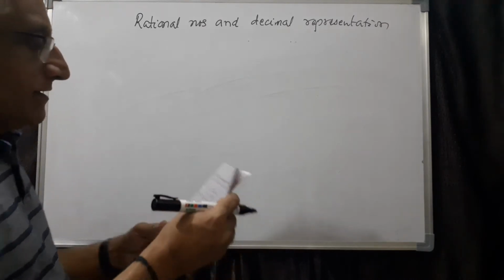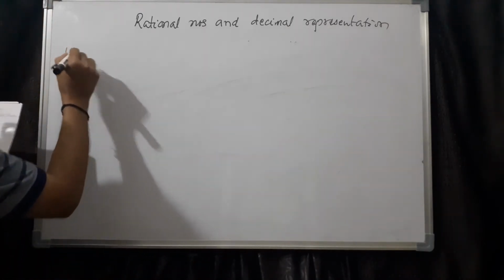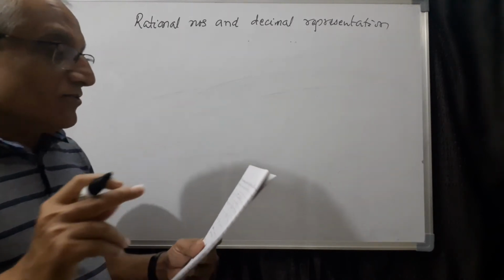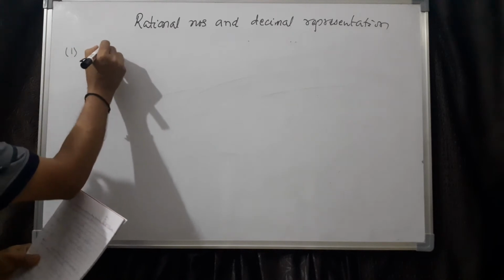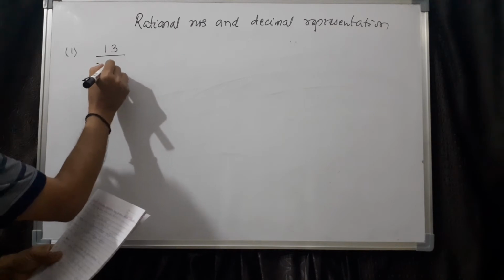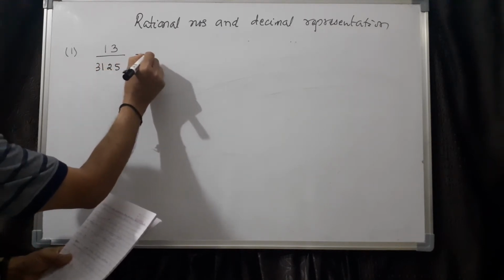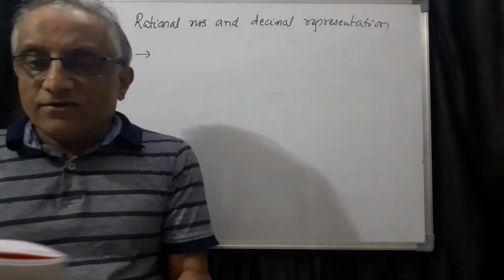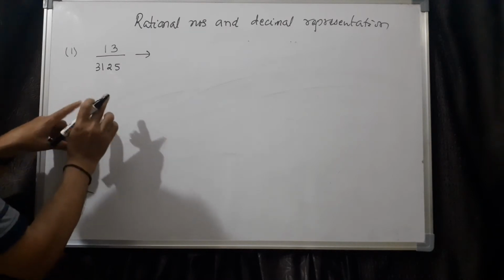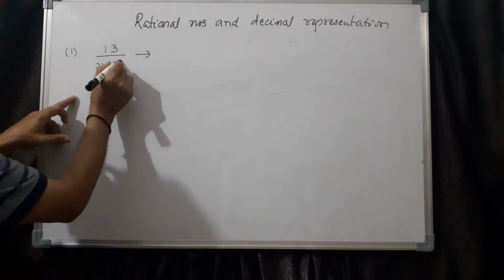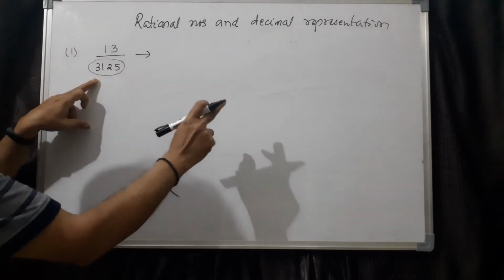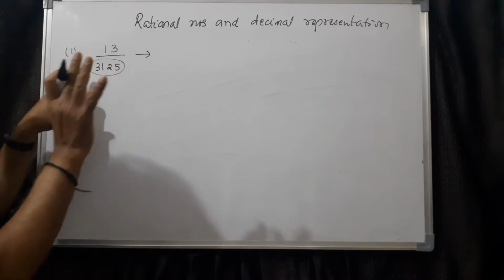Say, example 13, the first example. The question is: without actually dividing, you have to decide whether it is a terminating or non-terminating decimal expression. The first one is 13 divided by 3125. Whether this has a terminating decimal expression or a non-terminating decimal expression. Now what you have to do is decide only whether you are able to write the denominator as 2 power m into 5 power n for some m and n.